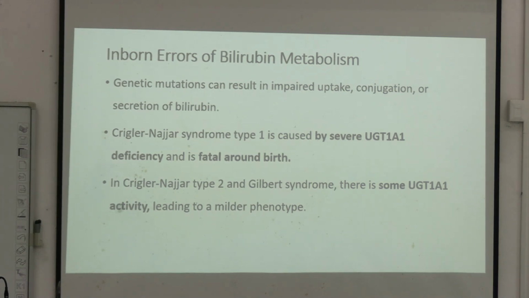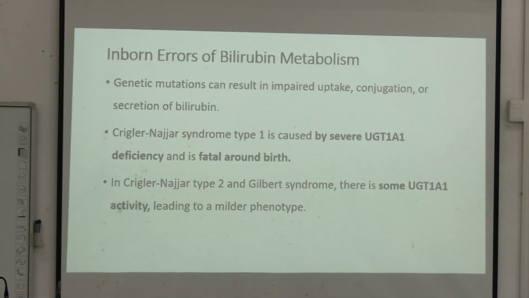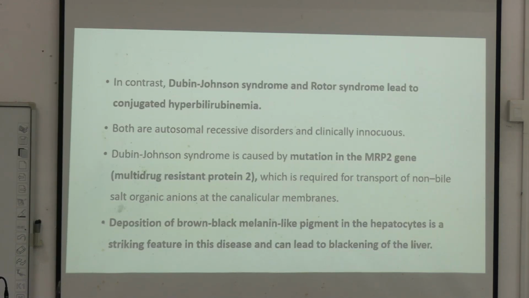So, in Crigler-Najjar 1, the enzyme is totally absent. And in Crigler-Najjar type 2 and Gilbert, the enzyme is present but with a milder phenotype. In contrast, Dubin-Johnson syndrome and Rotor syndrome lead to conjugated hyperbilirubinemia. So, unconjugated form is found in Crigler-Najjar and Gilbert syndrome, and conjugated form is found in Dubin-Johnson and Rotor syndrome. Both are autosomal recessive disorders and are clinically innocuous.